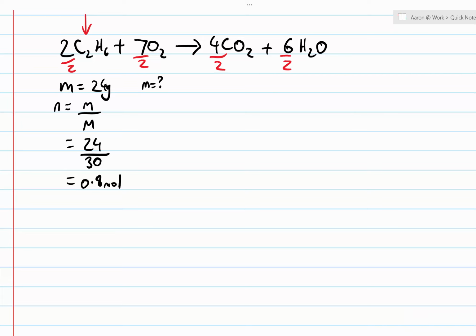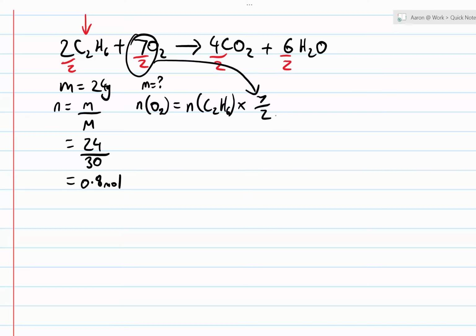So now we want to work out the mass of oxygen that we're going to require to combust that. So our number of moles of oxygen is going to be equal to our number of moles of C2H6 multiplied by our coefficient up here, 7 over 2. So we get 0.8 multiplied by 7 over 2.